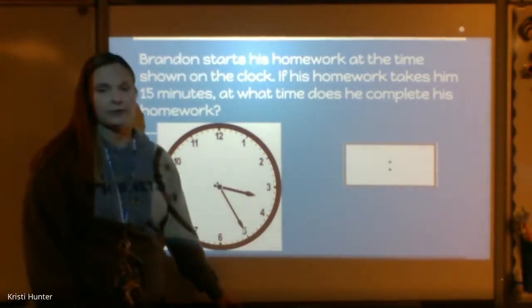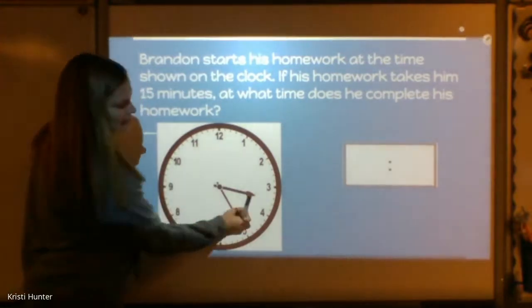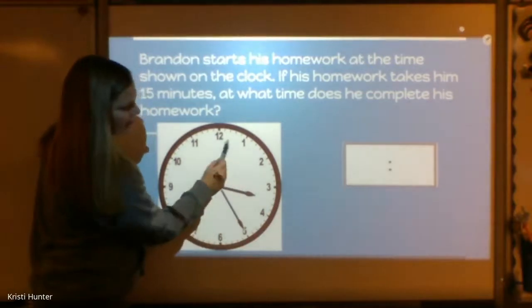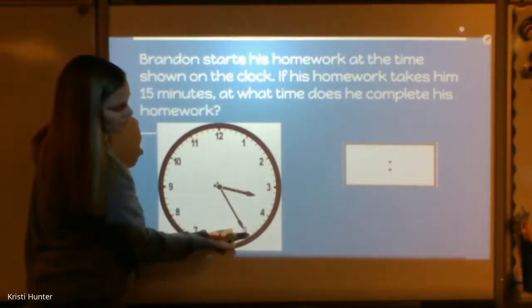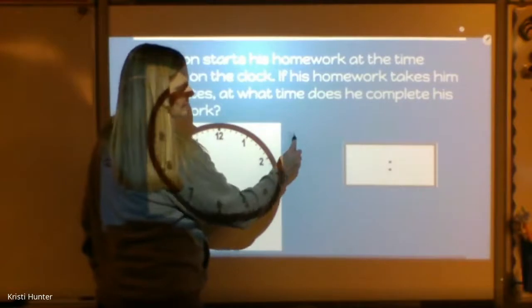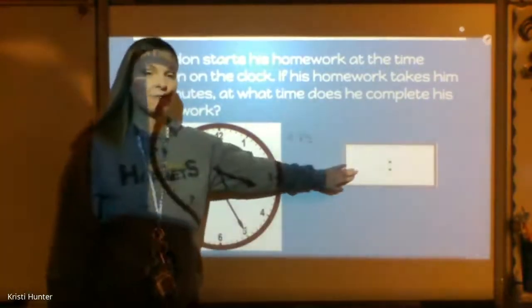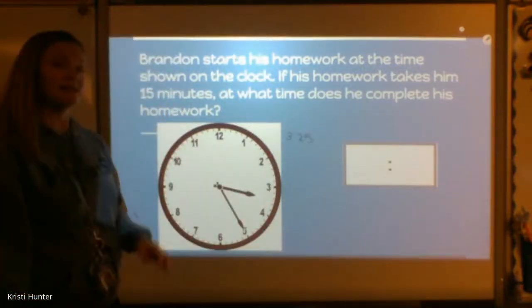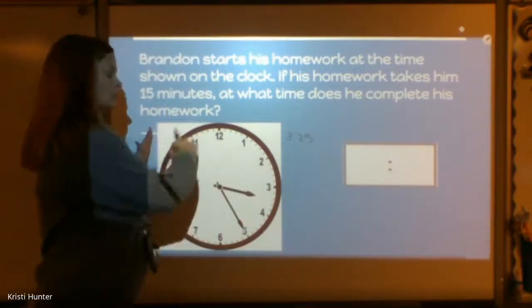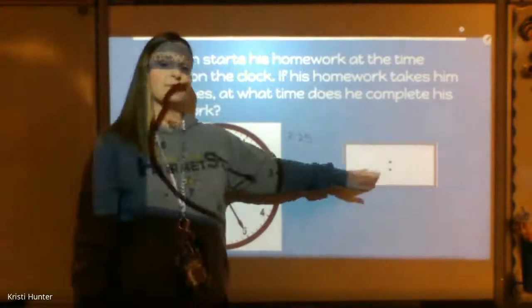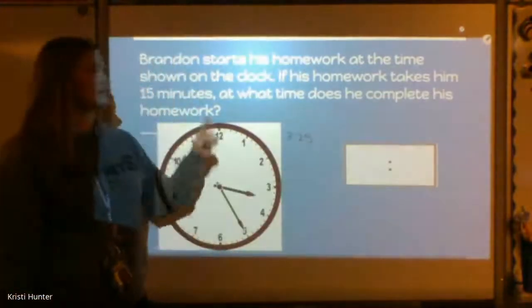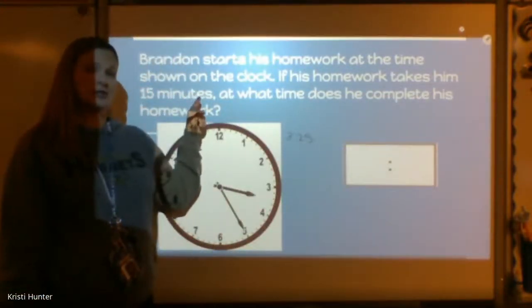So let's look. The time on the clock says it's 3, and then 5, 10, 15, 20, 25. So this is what time it is. Now that's not the digital time that I need for my answer. Okay, lots of you did that on your test. You looked at this clock and said 3:25. You are correct, but you didn't follow the directions in our story.